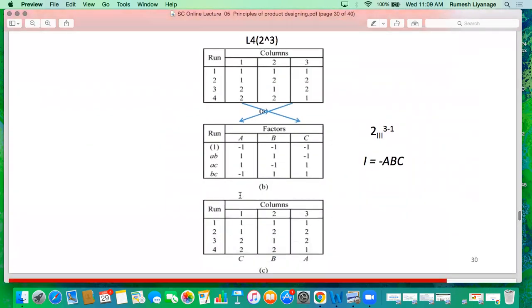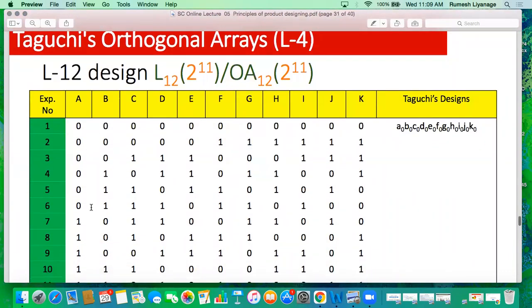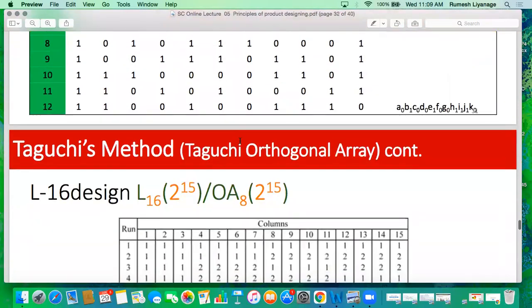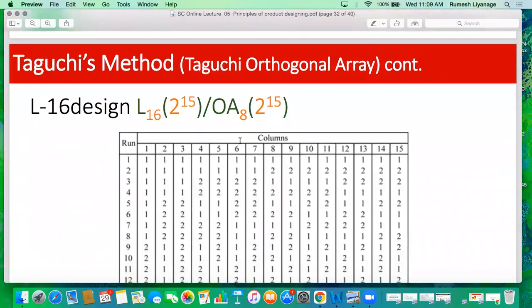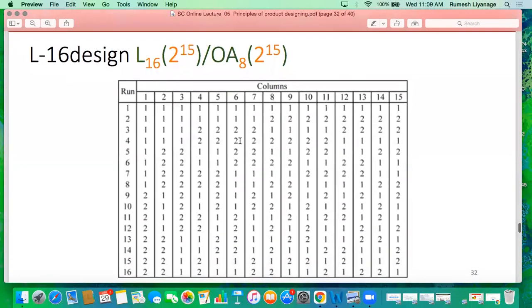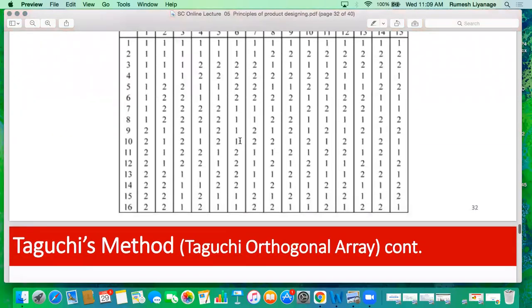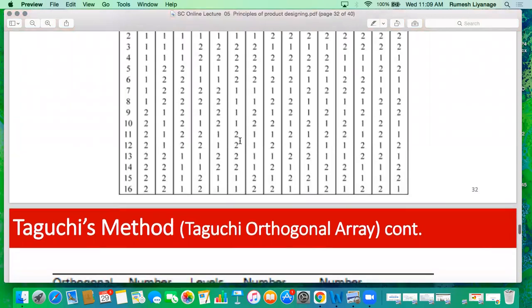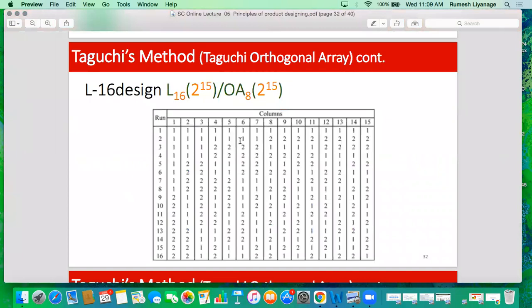This is the L4 design. This is the L12 design, right? L12 design, and L16 design is also there. There are so many designs, right? These are the designs. You can download these things.